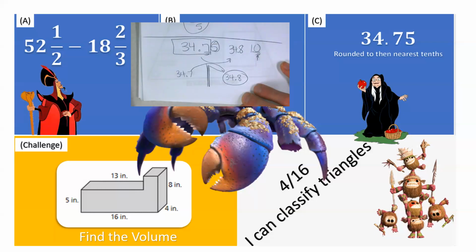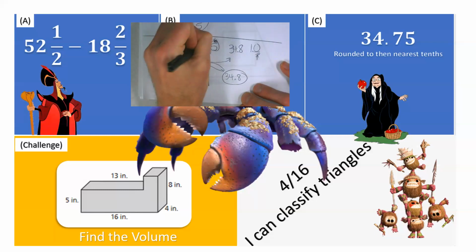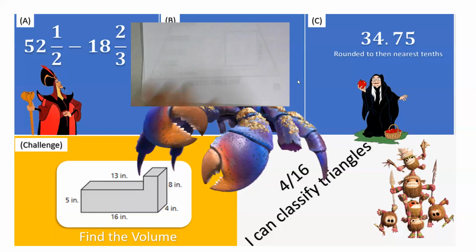Okay. The easiest way to teach rounding is the first number going bye-bye. If it's a 5 or bigger, then round up. So the answer is 34.8. Now to everybody's favorite question, this guy right here.